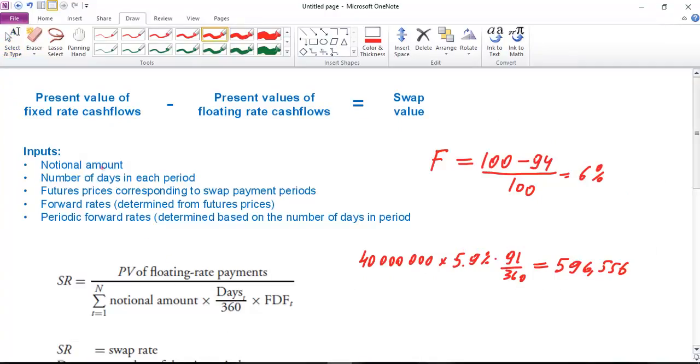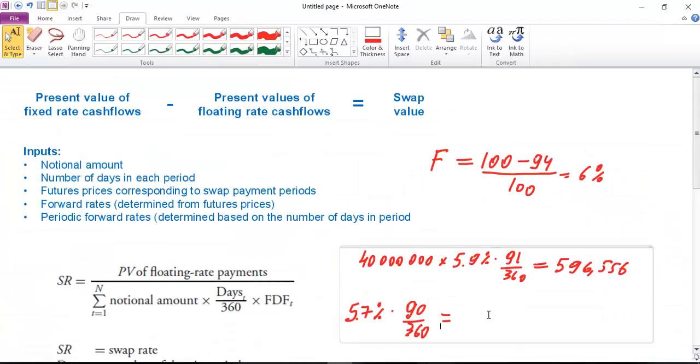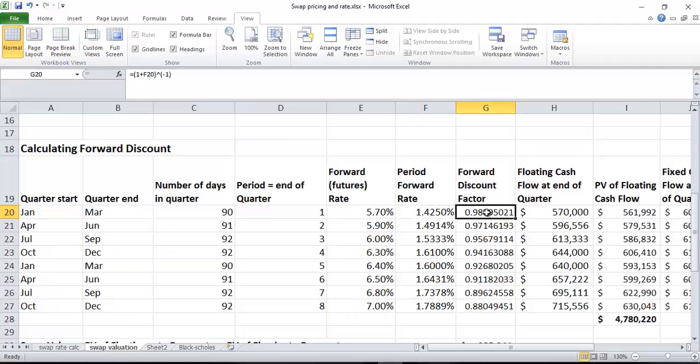Just to illustrate, where did we get that 1.4250? Well, we took 5.7%, and then multiplied by 90 divided by 360, and we got that rate. As you can see, it's 1.4250%. So what do you need to do to get the discount factor for this period? Well, it's very simple. You just take 1 and divide it by 1 plus 0.01425. That would give you a discount factor of 0.98595, and I'm just going to round it to 4 decimal places.